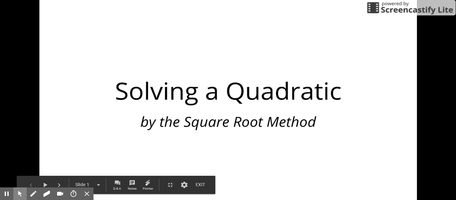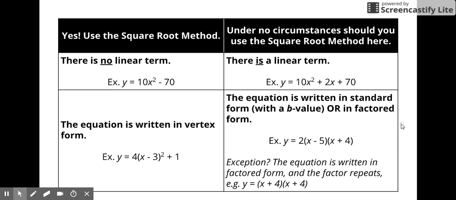So now we're going to look at solving a quadratic by the square root method. The best time to do this is if you have a quadratic with no linear term, so there's no bx value. It's also really good if you have an equation in vertex form. Factored form isn't really the most efficient method to do that because you can just set your factors equal to 0 and solve for x.